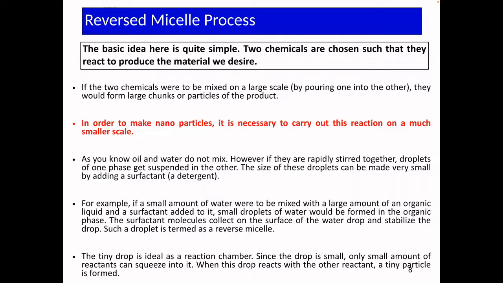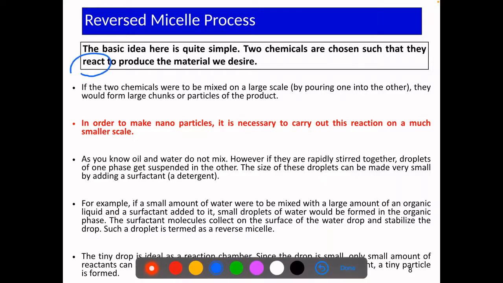Two chemicals are chosen such that they react to produce the material we desire. Okay, so we have A and B, that's going to give you C. If I control the entrance of B into A, then I'll control the production rate of C, for example. If the two chemicals were to be mixed on a large scale, for example, by pouring one into another, just take a glass, pour one into another, they would form large chunks or particles.